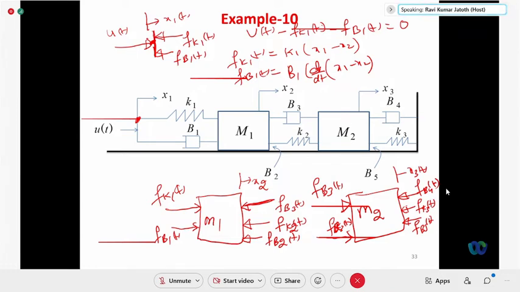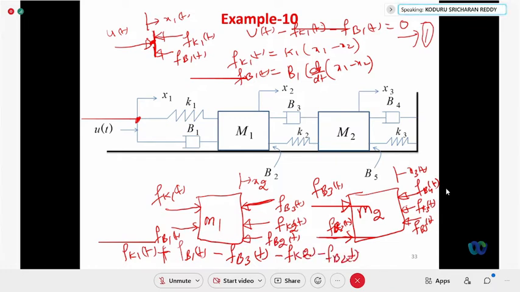So now how many equations are there? This is equation number 1: for the first mass, when you write Newton's second law of motion at the point mass, you will get this. And here you will get one more equation. Tell me the equation. FK1 of T plus FB1 of T minus FB3 of T minus FK2 of T minus FB2 of T is equal to M into d square X2 by dt square. So this is equation number 2.